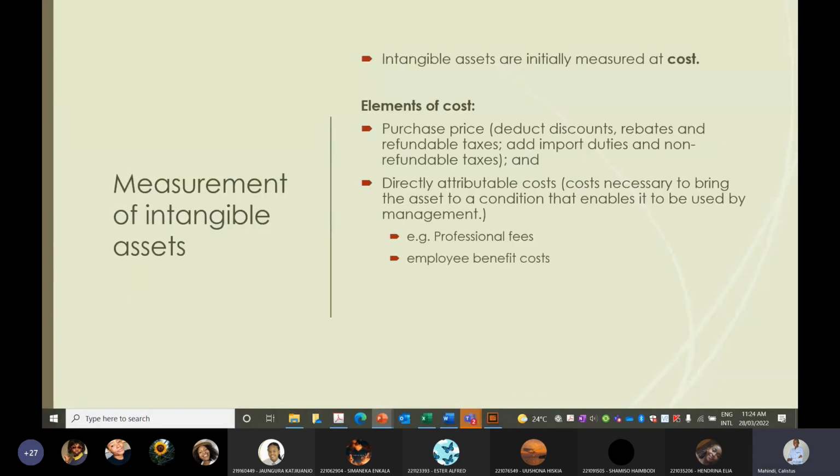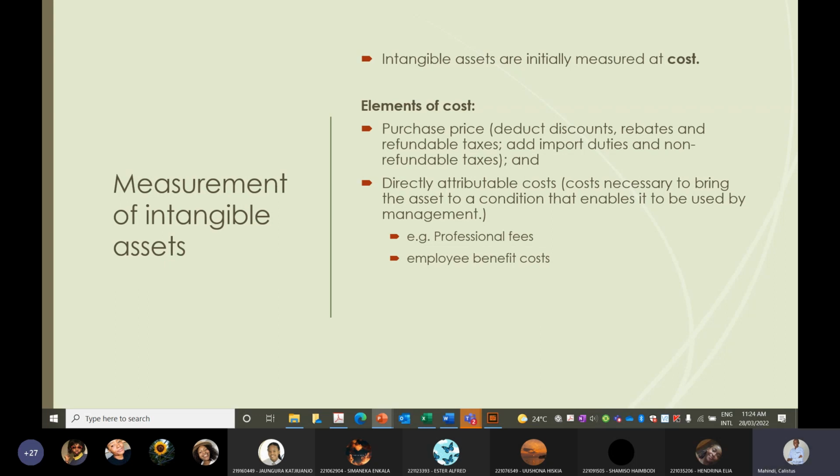Okay, so we're going to end here at measurement. How do you measure intangible assets? Intangible assets are initially measured at cost. This is similar to PPE, it's similar to investment property, but there are different elements of cost because these are now intangible assets. Let us look at purchased intangible assets.